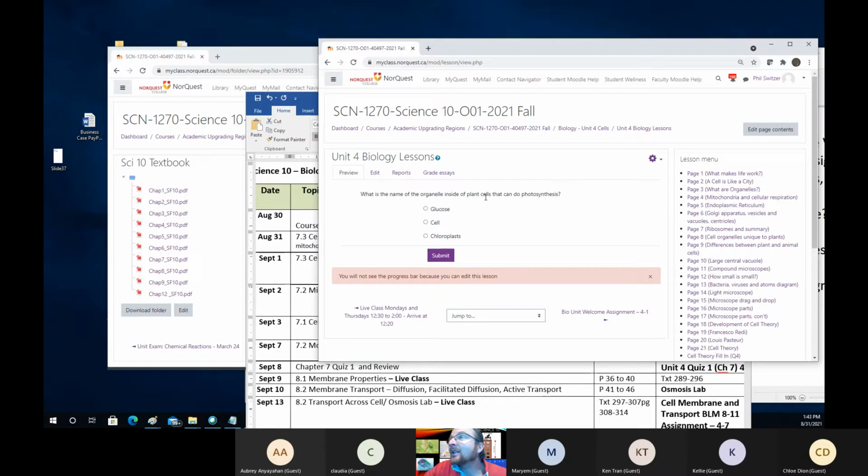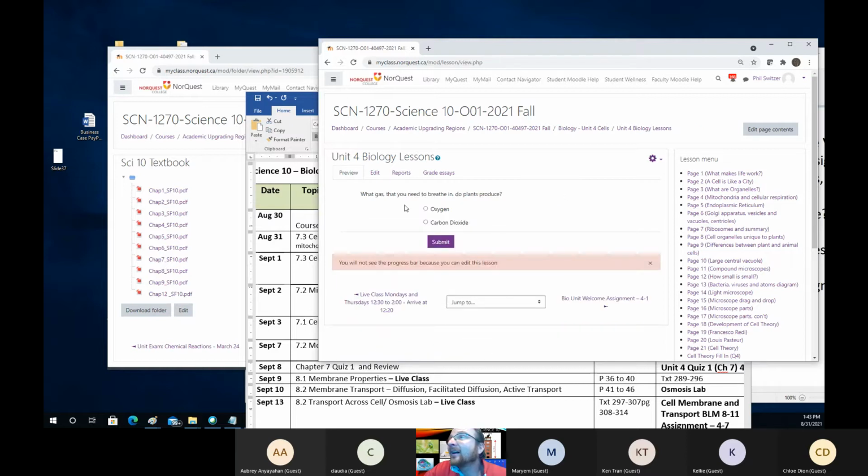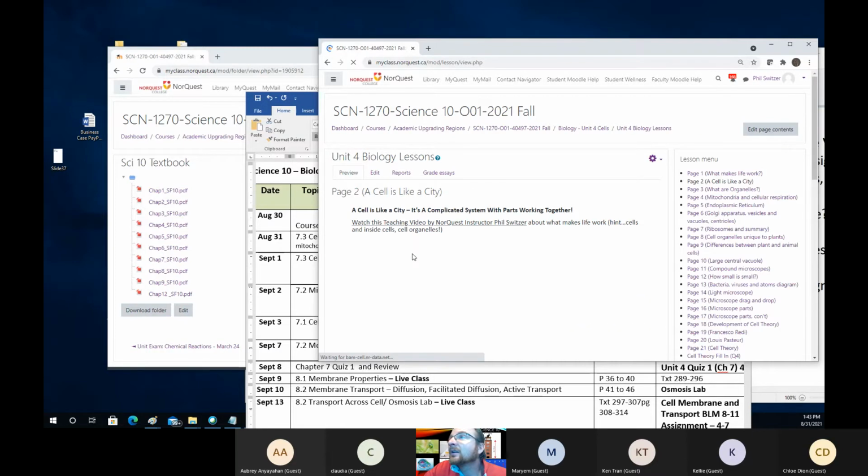What is the name of the organelle inside the photosynthesis? That's the chloroplast. And where would you get those answers? From reading that first page, literally. Okay, what gas do you need to breathe in? I got to breathe in oxygen, dude. I'm breathing out CO2. And there is the next page.